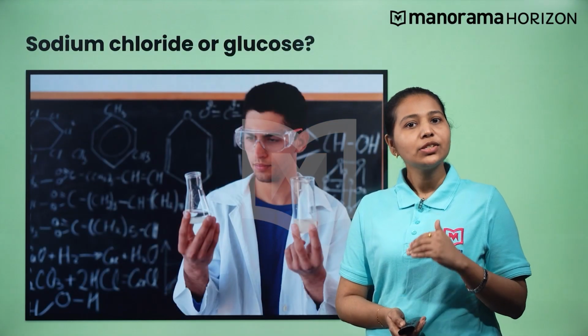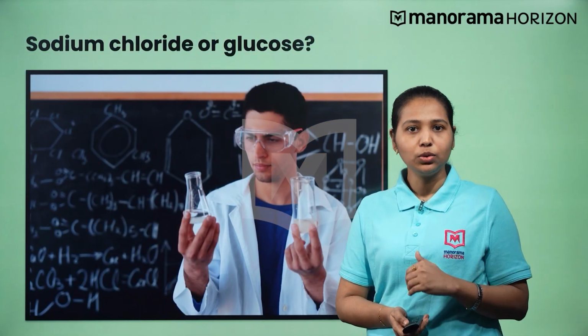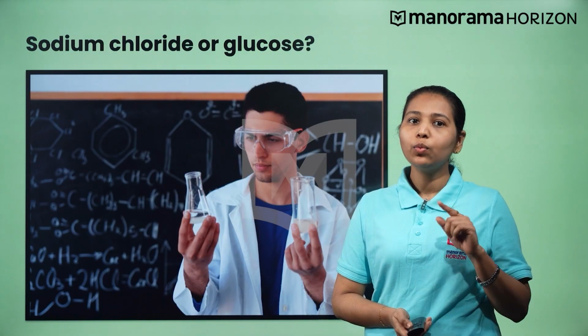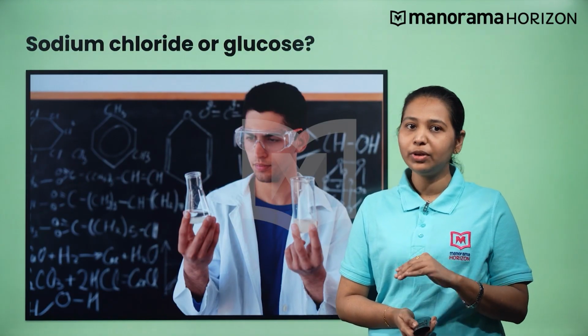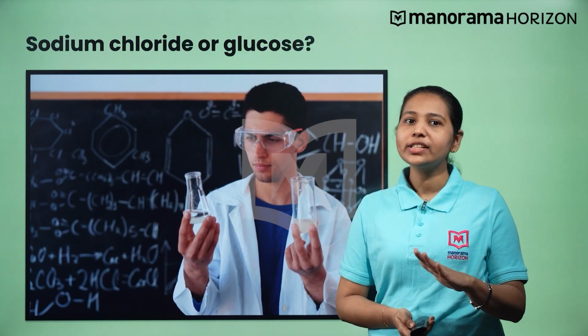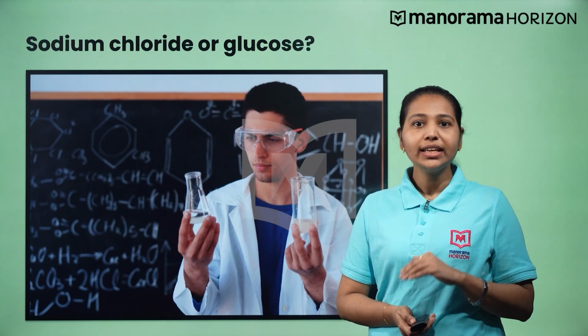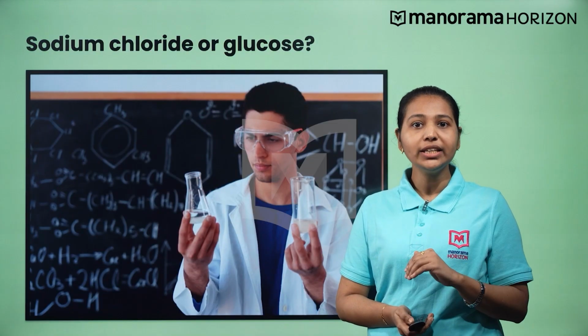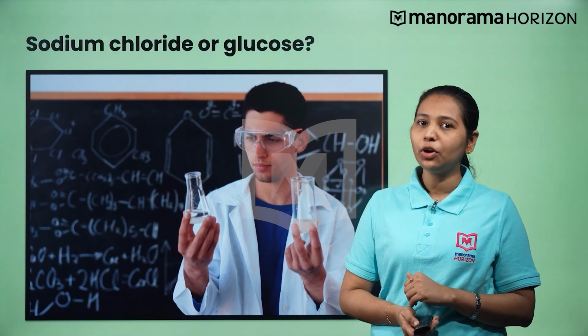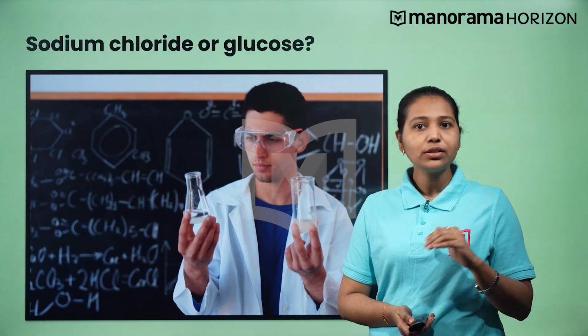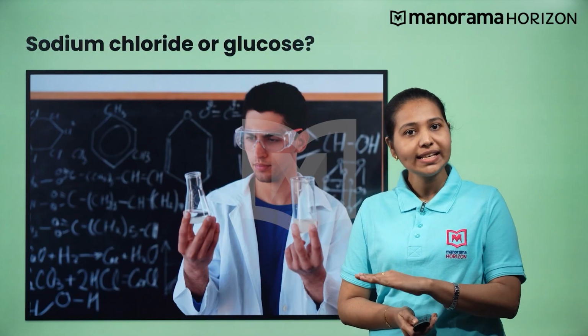A student prepared solutions of sodium chloride and glucose separately by mixing one formula weight of each in 100 ml of water. However, he forgot to label them. In order to identify the solutions, he tried to calculate the molecular weight using the method of colligative property. To his surprise, one solution gave the molecular weight of glucose as expected.